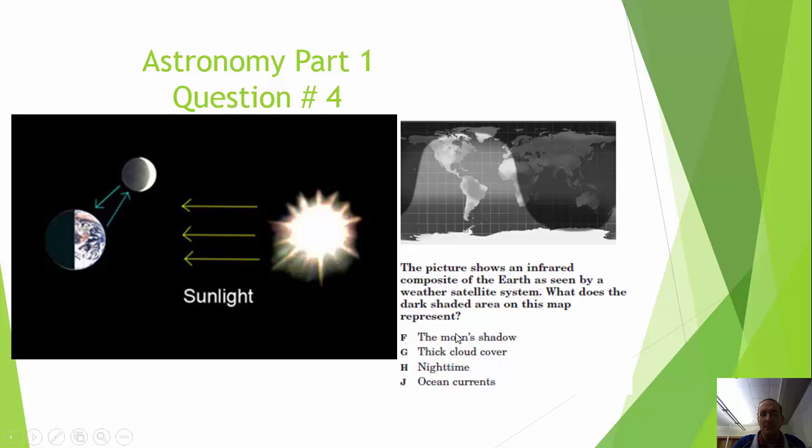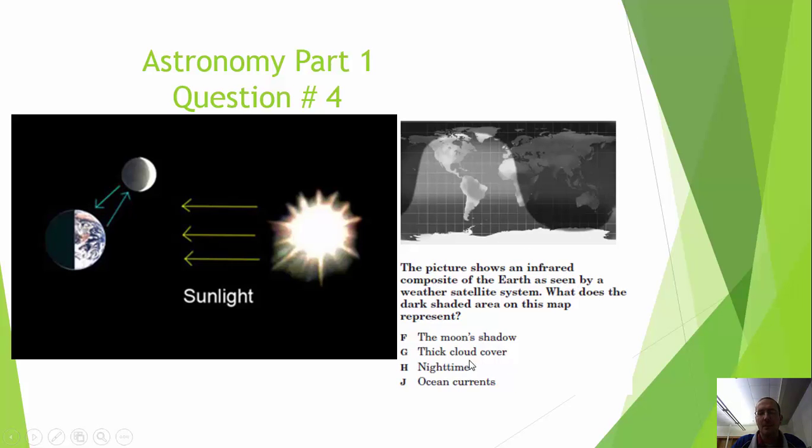Is it possible that the moon's shadow is going to take up this much space on both sides? No. If the moon's shadow is on the Earth, it's going to be a solar eclipse and it's going to be very small and moving quickly across the Earth. This question also asks about thick cloud cover. Does that look like thick cloud cover? If it's this spread out, we would expect to see some over here. And this really doesn't make sense based off of what it's asking for.